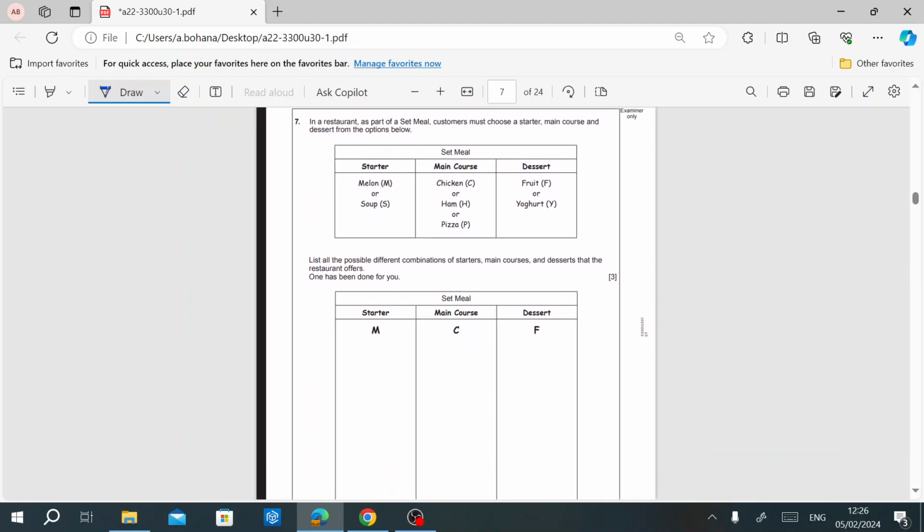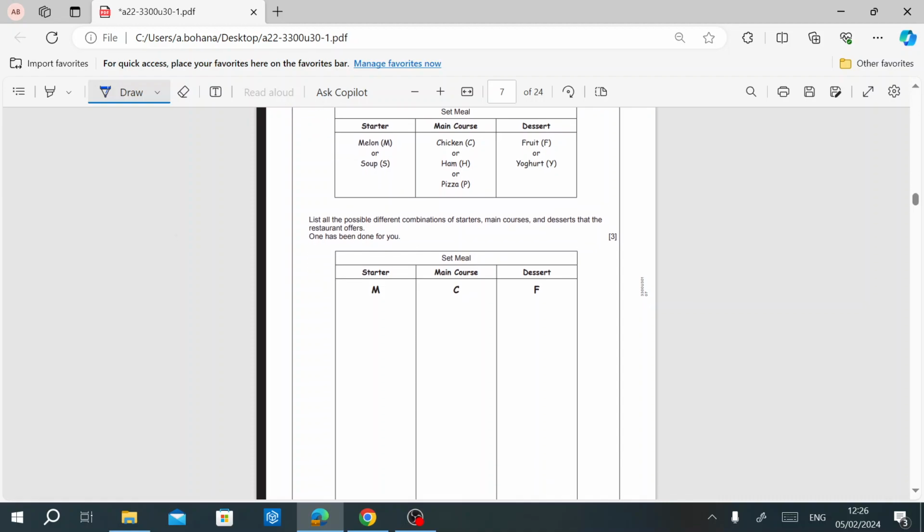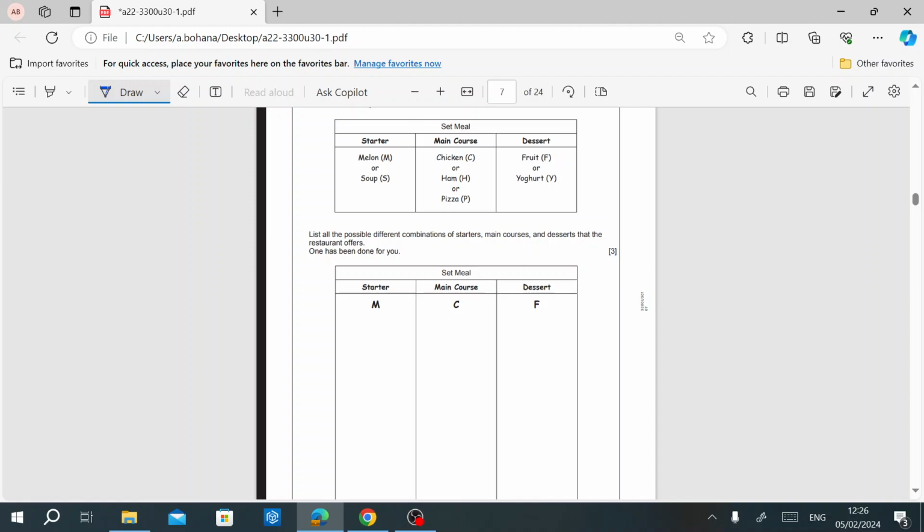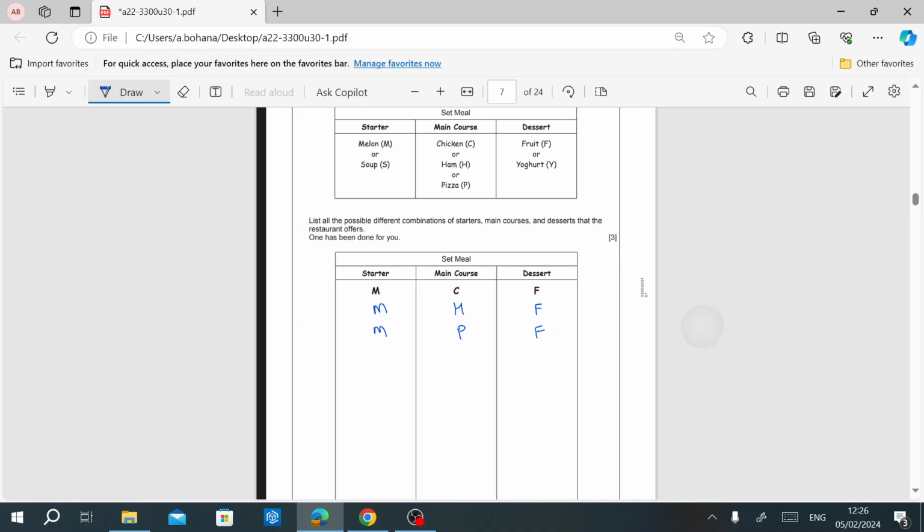In a restaurant, as part of a set meal, you can choose a starter, main course, and a dessert. List all the possible combinations. It's one of these questions where it's pretty self-explanatory. You can have a melon, chicken, or fruit, or you can have a melon, ham, or fruit, or you can have a melon, pizza, and fruit. I think you get the idea, don't you guys? Okay? And then, so we've done all of the melon. Now we've got to do the same thing again, only this time with the yogurts.